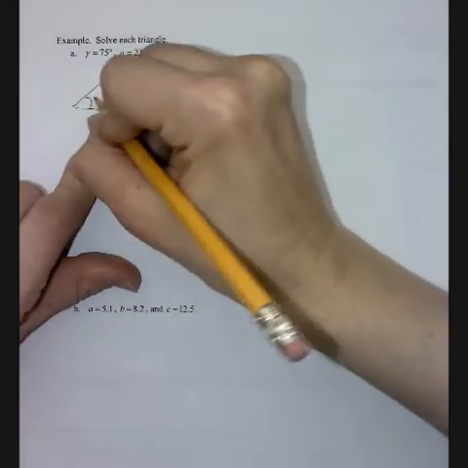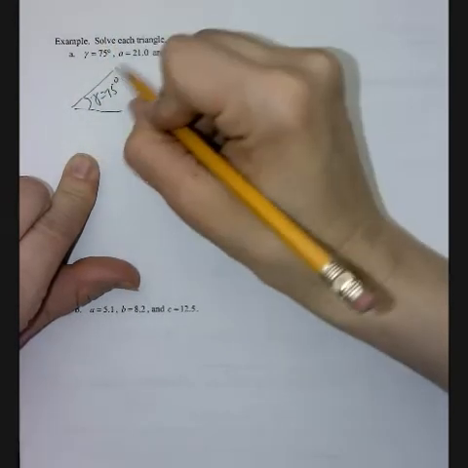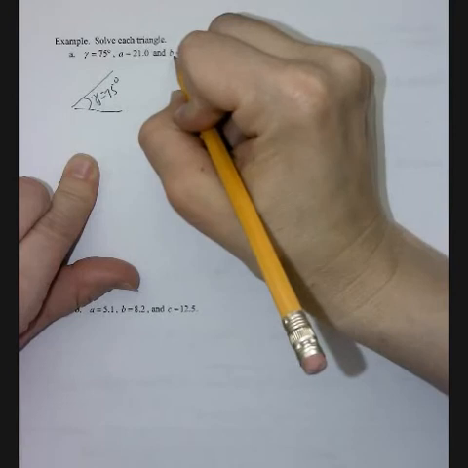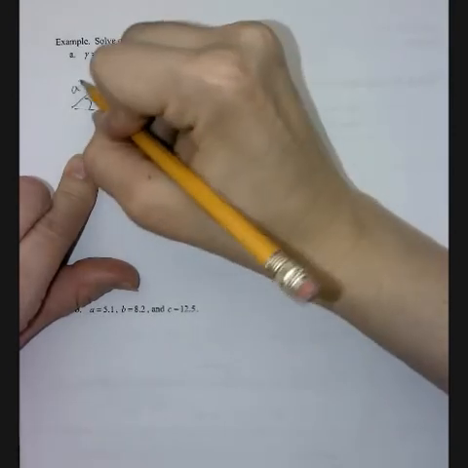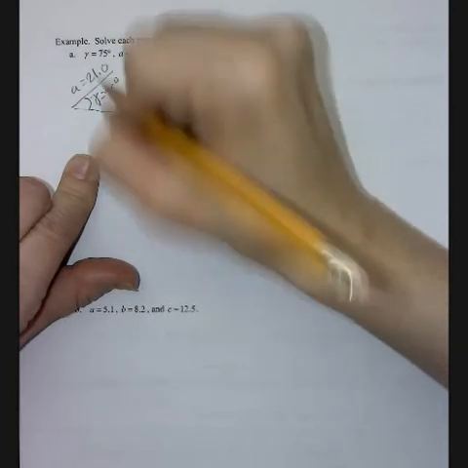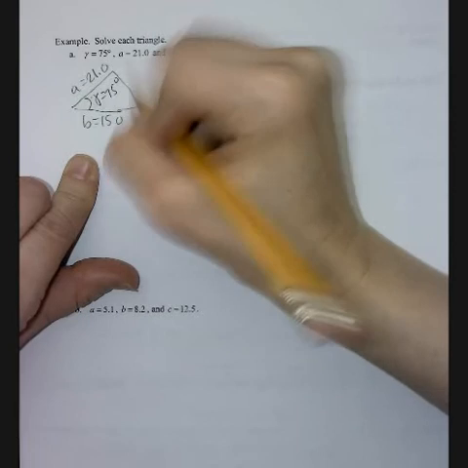Whoops, that's alpha, not gamma. And then A and B are not across from gamma. You need to have C. So A is 21, B is 15, and C is what we don't know, right? And we also need alpha and beta.